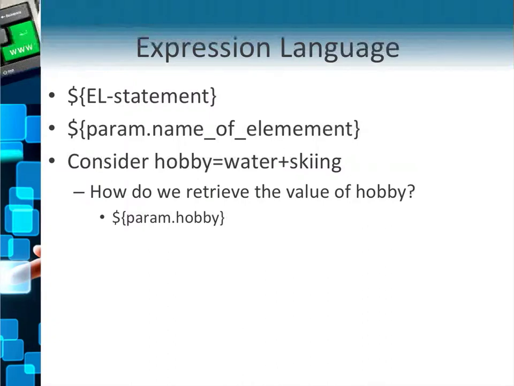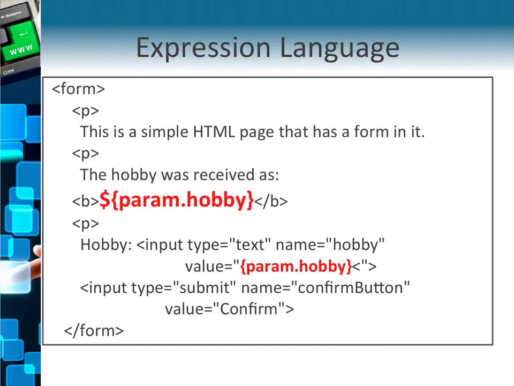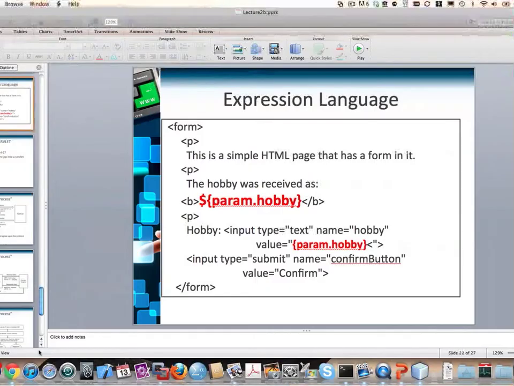And here we see an example. This is a simple HTML page that has a form in it. And here I added big fonts in red just so you see the expression element. It's a $, curly brackets, and end with curly brackets, and inside you will add param.hobby. For this particular one, it's called hobby. There's an error right here, and I'm going to fix it right now.